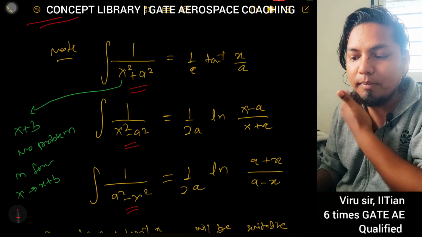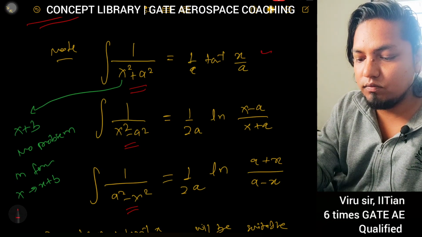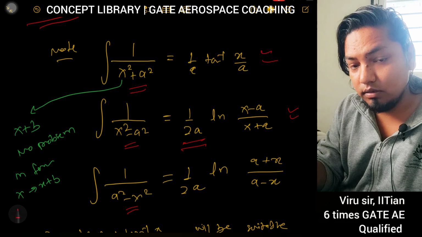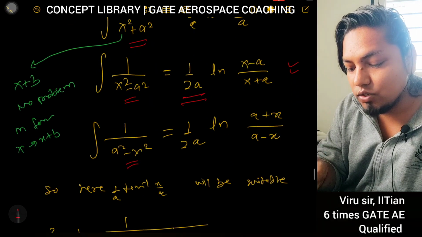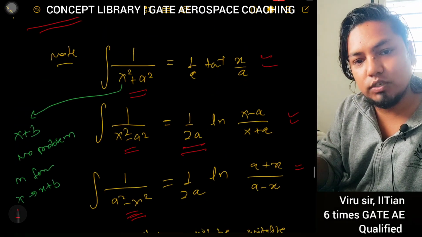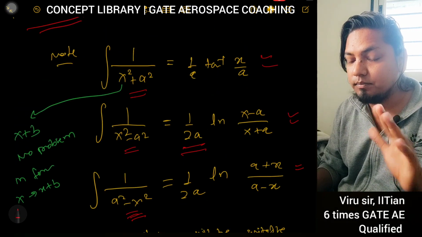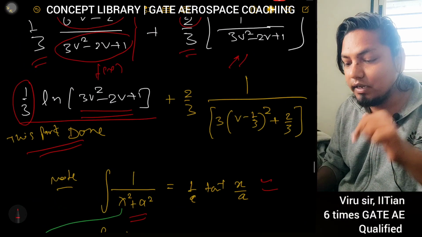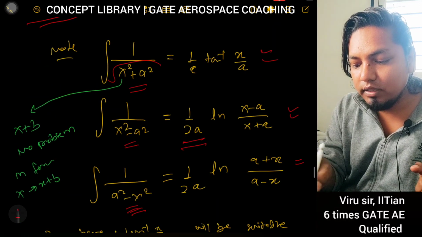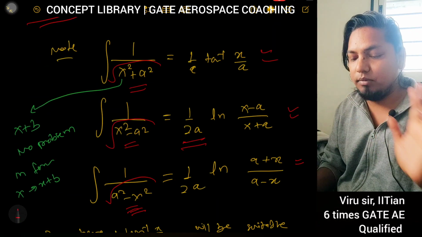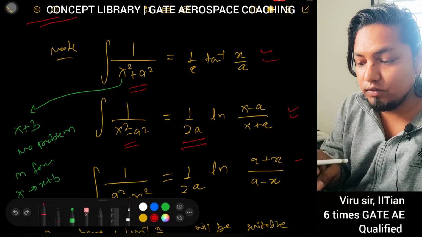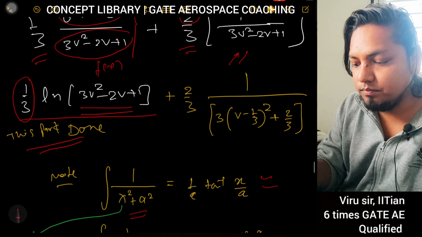so 1 by a tan inverse x by a for the first one, and if you have minus a square, then 1 by 2a ln x minus a divided by x plus a. If you have a square minus x square, then 1 by 2a ln a plus x, a minus x. So these three formats will come always. Okay, and one more thing can be there that I will take in next example. Even a root can be there. If root will be there, then how the formulas will change, I have taken in next example. So anyway, right now you don't have root, so don't be confused. So you can see which one is suitable for us.